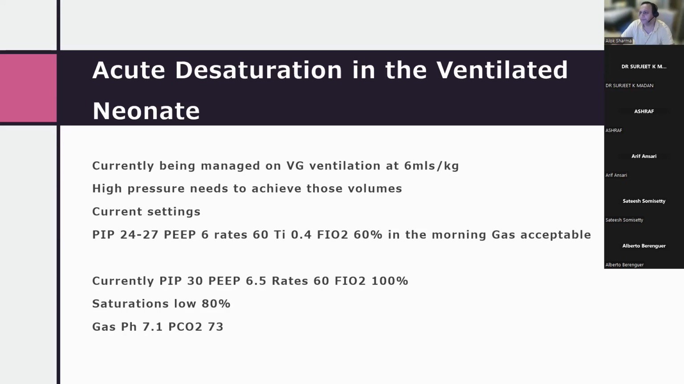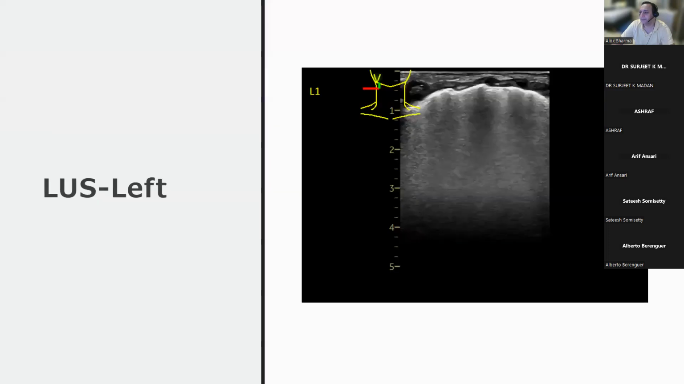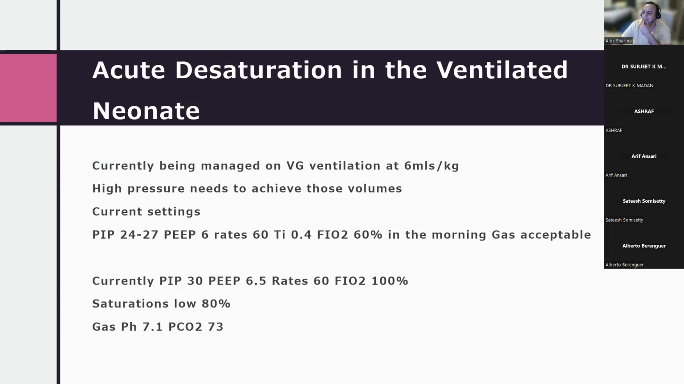So, as there is no pre- and post-ductal difference and the air entry is equal on both sides, but still we need to rule out the pneumothorax. And also, I would like to rule out the possibility of pulmonary hemorrhage in this baby.